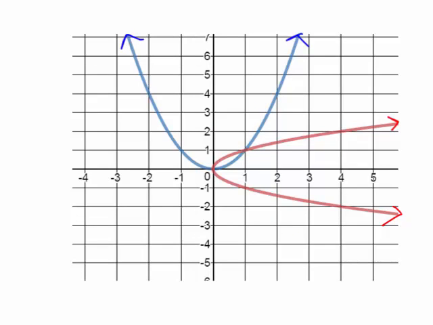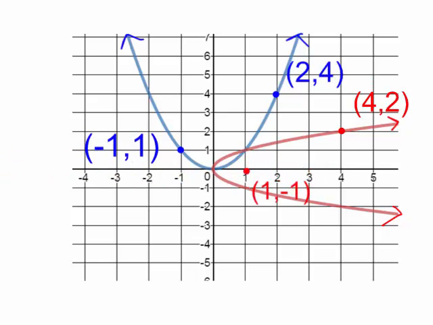Let's notice some points. I have the point (2, 4). Well, on the inverse, I have the point (4, 2). On y equals x squared, I have the point (negative 1, 1). On the inverse, I have the point (1, negative 1). On x squared, I have the point (negative 2, 4). On the inverse, I have the point (4, negative 2).